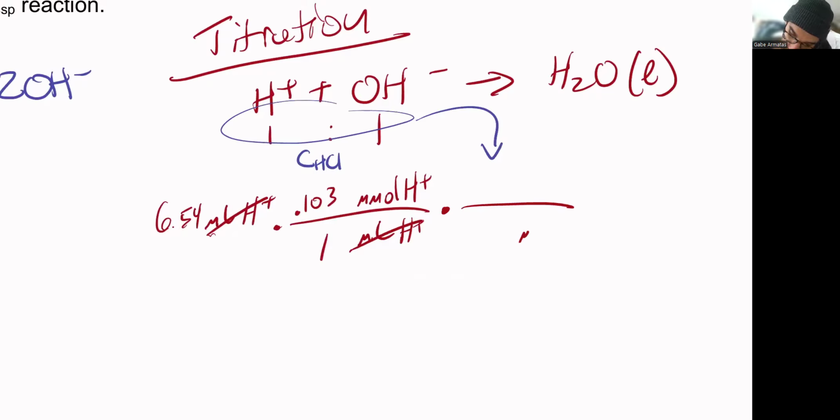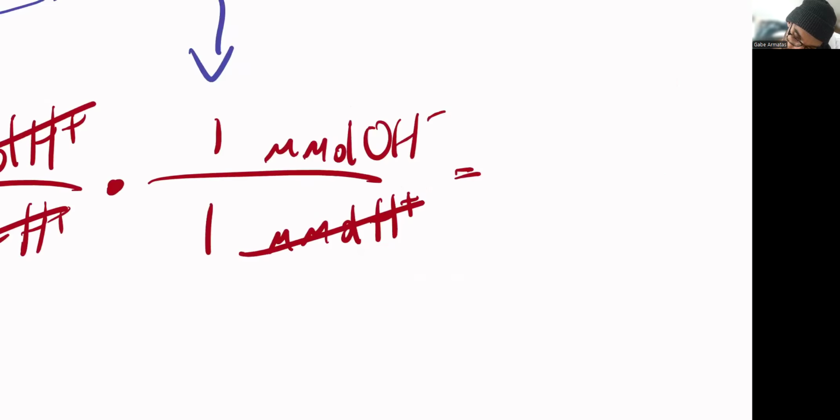Millimoles of H plus to millimoles of OH minus. Luckily, it's a 1-to-1 ratio. Millimoles of H plus cancels. I can do this calculation, and what I end up with is 0.674 millimoles of OH minus.